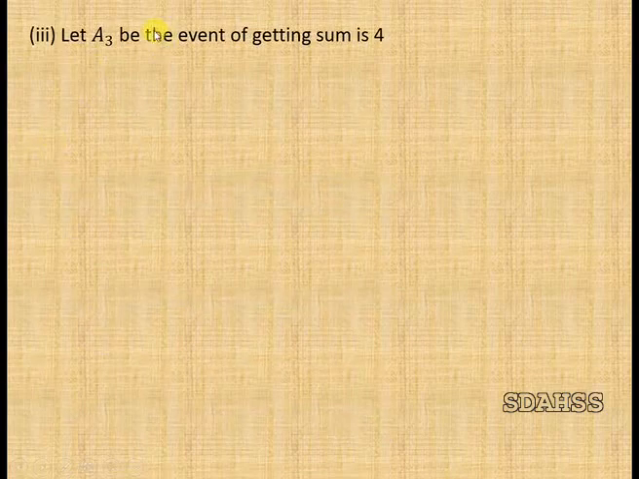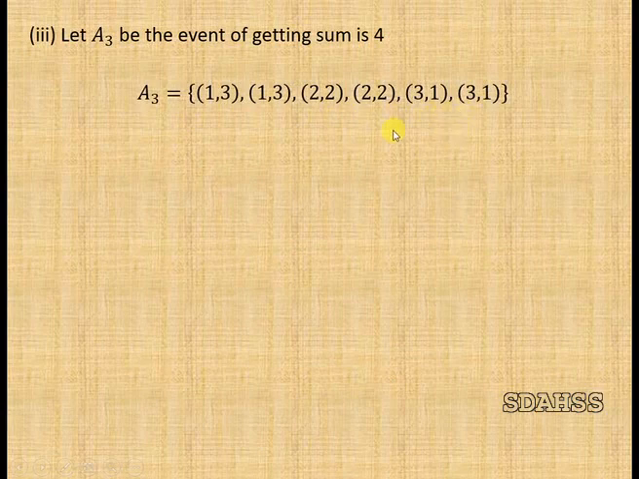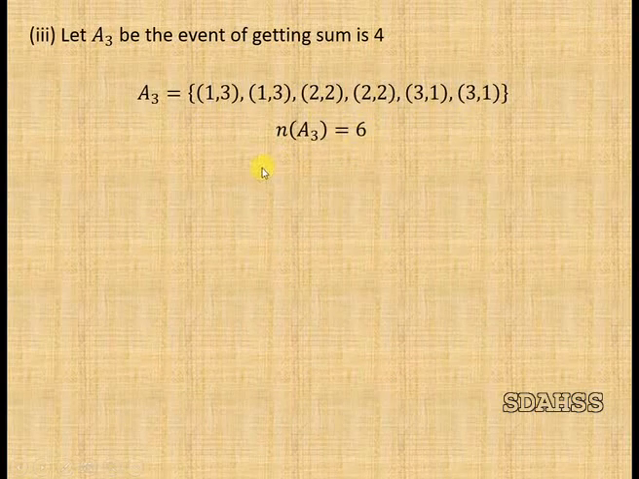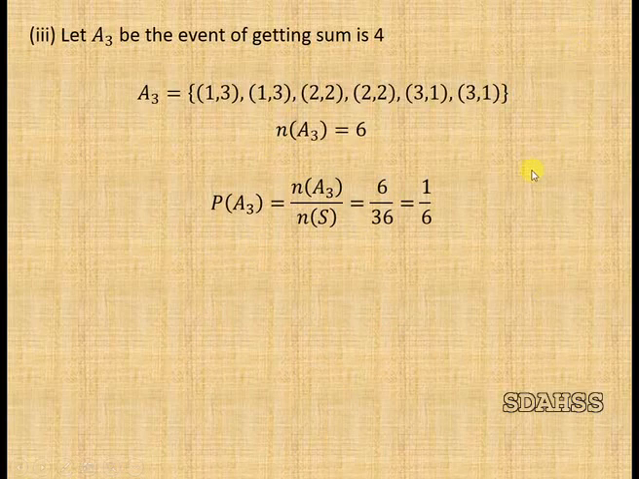Subdivision 3. A3 be the event of getting sum is 4. If you add, you will get 4. So A3 is equal to {1,3}, {3,1}, {2,2}, so N of A3 is equal to totally 6. Then P of A3 is equal to N of A3 by N of S, which is equal to 6 by 36, 1 by 6.